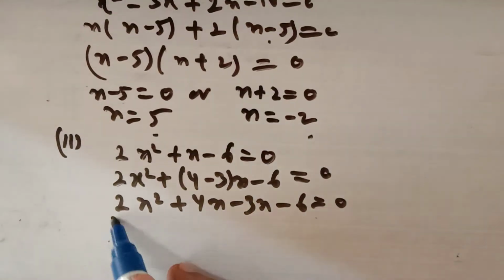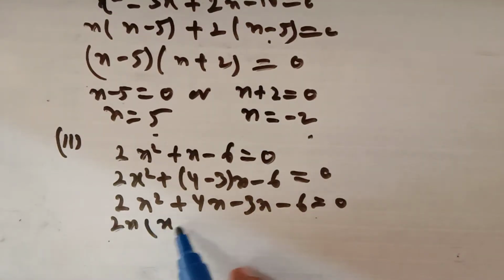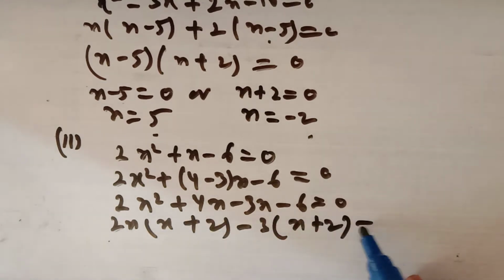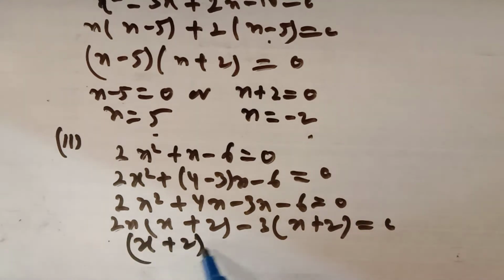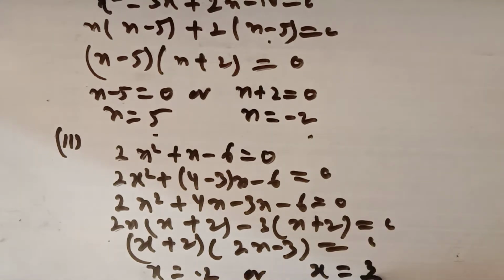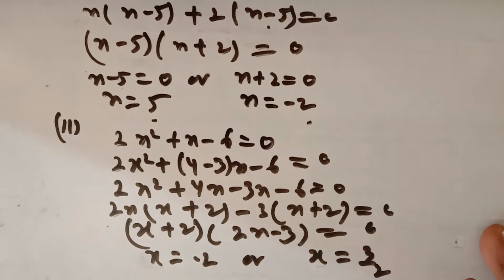You can take 2x common in the first two terms, so you will get x plus 2. Take minus 3 common in the last two terms, x plus 2 equal to 0. These two must always be the same, otherwise it means your factorization is wrong. So take x plus 2 common, it will be 2x minus 3 equal to 0. Put them equal to 0, so you will get x equal to minus 2 and x equal to 3 by 2. So 3 upon 2 and minus 2 are the solutions of this quadratic equation, or the roots of the quadratic equation.